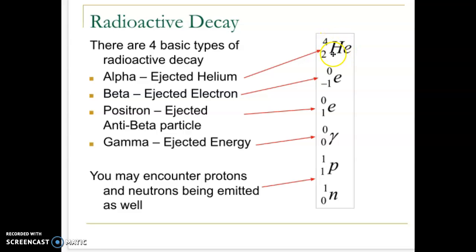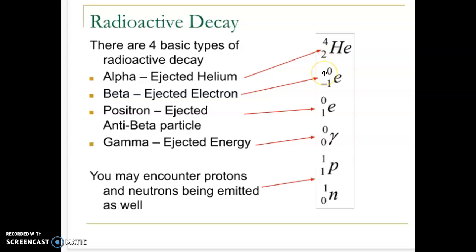or 2 protons and 2 neutrons, which makes 4 nucleons. Because it has 2 protons and no electrons at all, it is extremely positive. It has 2 positive. So that is the quickest and easiest way to make a very big nucleus smaller.